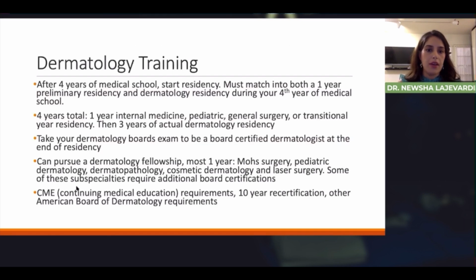Let's go back. Oh, and then another thing I wanted to mention, continuing medical education requirements. Beyond residency, you're always going to be responsible for getting more CME credits. This is part of being a lifelong learner. And then every 10 years, you are expected to take your boards exam to be recertified. There are some other American Board of Dermatology requirements as well.